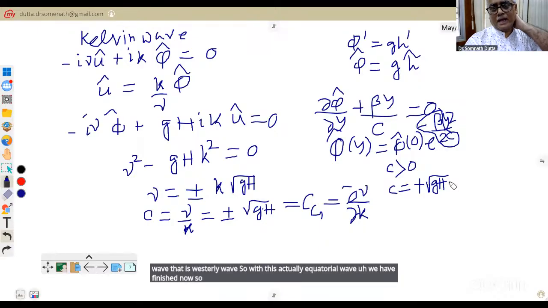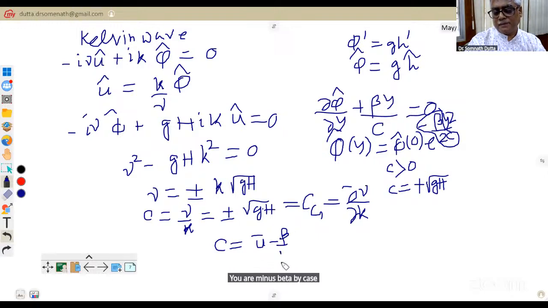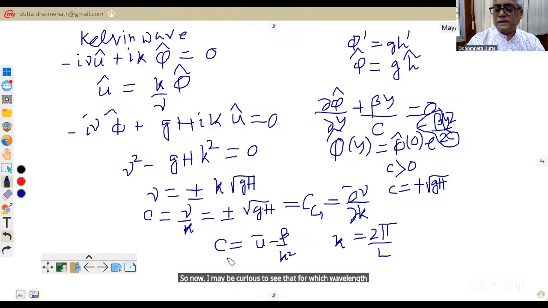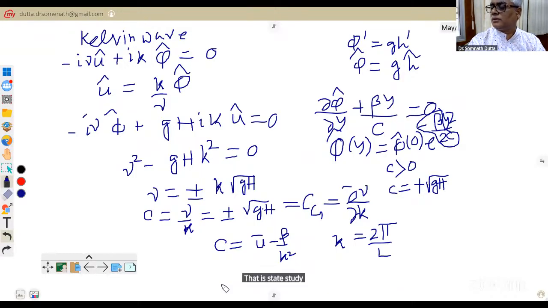In the last class, I remember one thing I was discussing but could not finish. In the case of the Rossby wave, you have seen that c is equal to U bar minus β by k², where k is equal to 2π by L. Now I may be curious to see for which wavelength of Rossby wave this c will be exactly equal to 0. That means the Rossby wave will be stationary: no wave, no phase speed. So this is very simple.